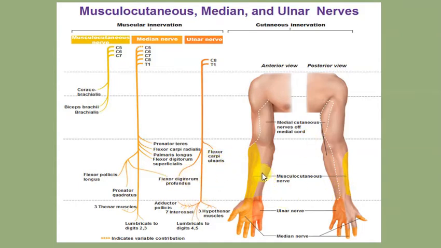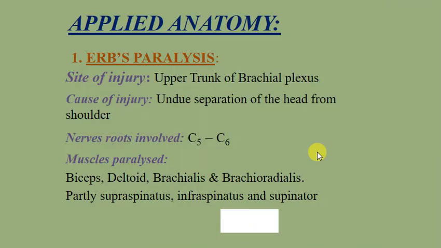So as we said, the ulnar nerve tends to supply the medial compartment of the forearm, but the median nerve tends to supply the lateral compartment of the forearm, that is towards the thumb in the anatomical position. So now let's move to applied anatomy. In all of these things we have studied, let's move to applied anatomy. In applied anatomy, we are looking for different deformities which can result from injury of these nerves.